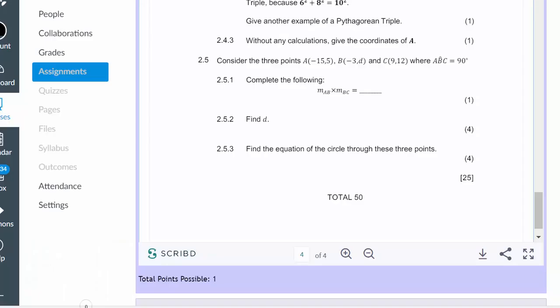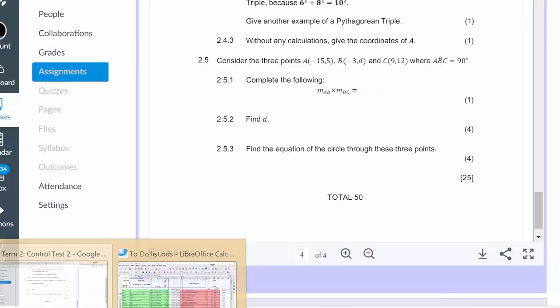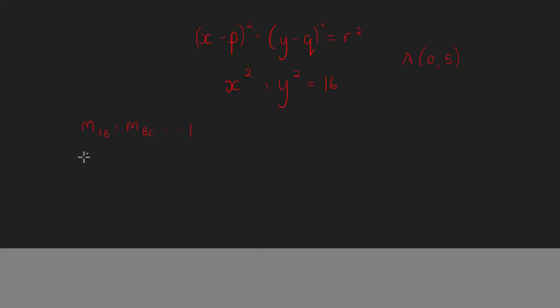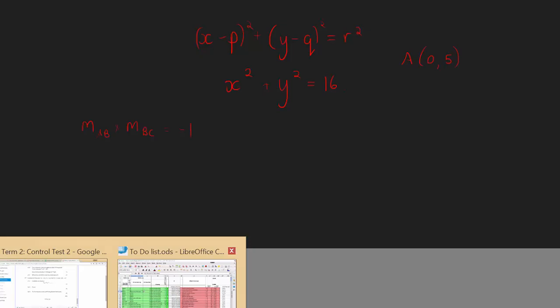Now this is helpful for the next question, because now we ask to find D. So what must D be for this to be true? Well, we can now just substitute into, because all we need is an equation. So AB, let me just get those values.